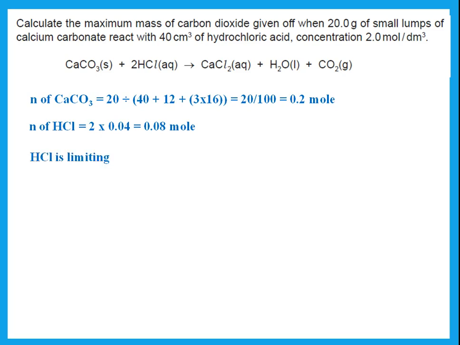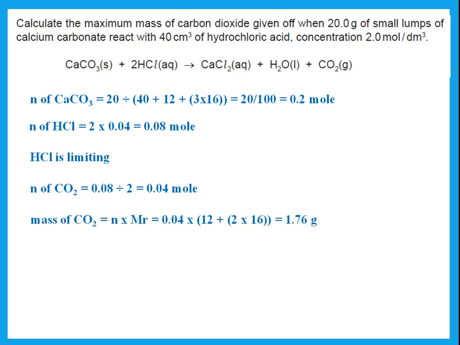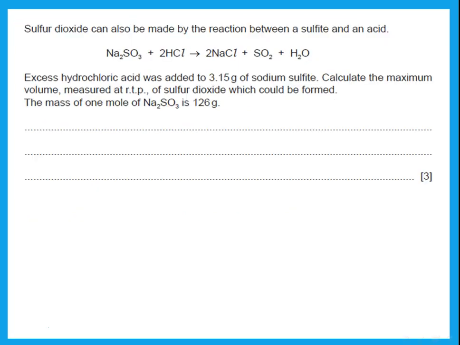So HCl is the limiting reagent. I calculate the number of moles of carbon dioxide relative to the HCl. I ignore the one for calcium carbonate. So the HCl is 0.08 mole. The carbon dioxide should be half of the HCl. So that is 0.04. The mass of the carbon dioxide will be number of moles times the MR, and that comes out to be 1.76 grams. Okay, so again, reminder, if he gives information about both reactants, you calculate number of moles of both from the information and then determine from the equation which of these is excess.